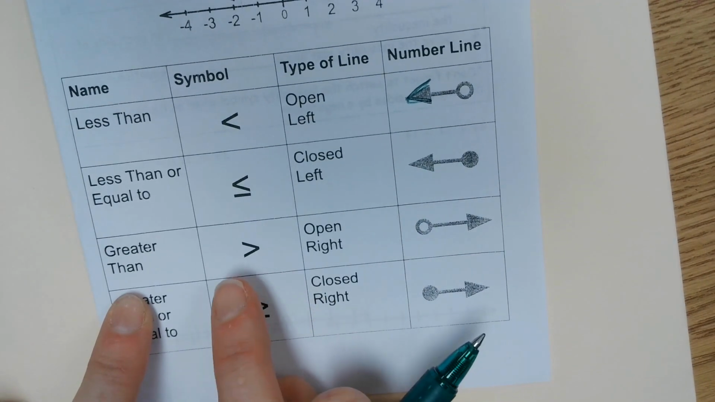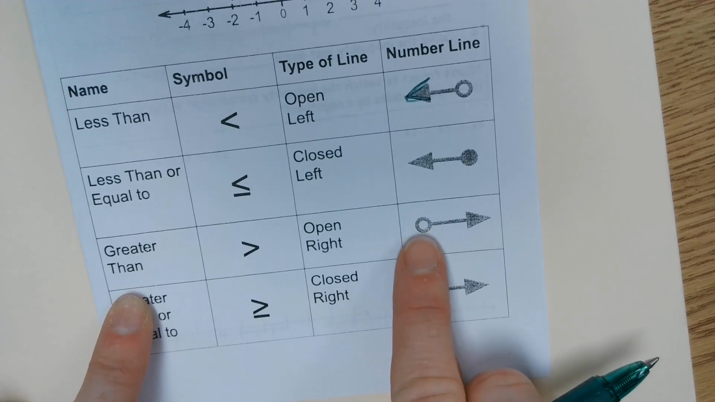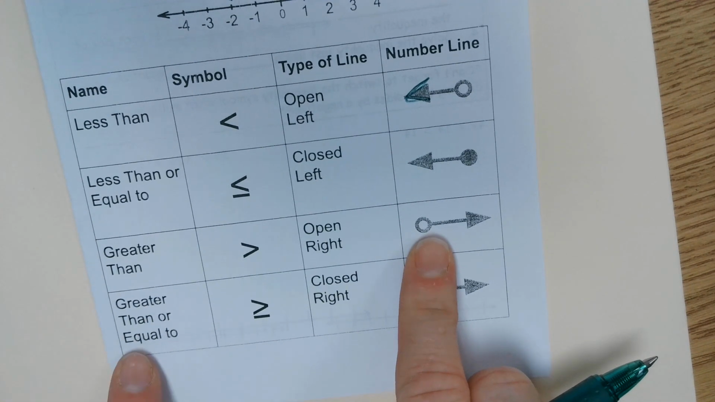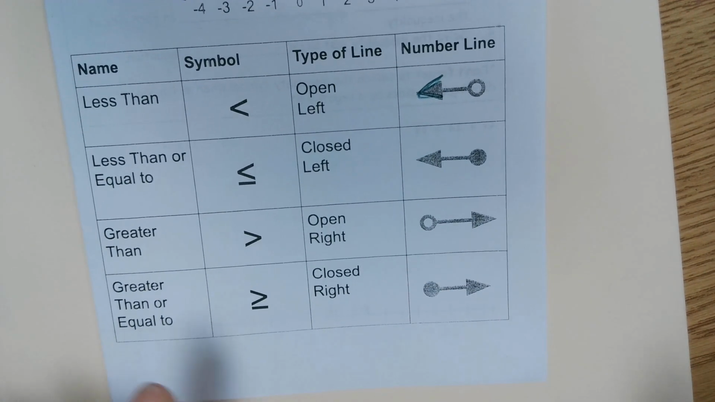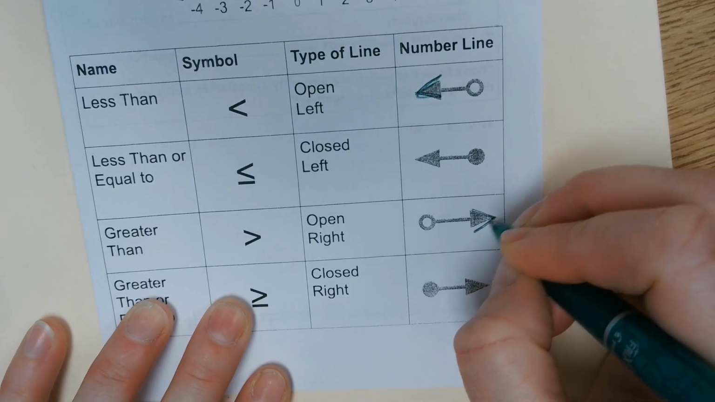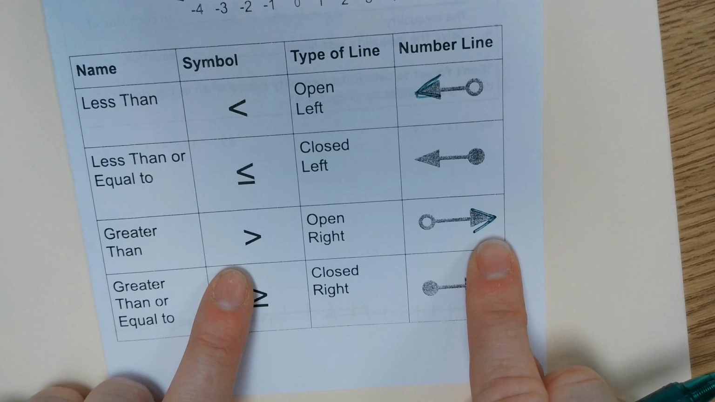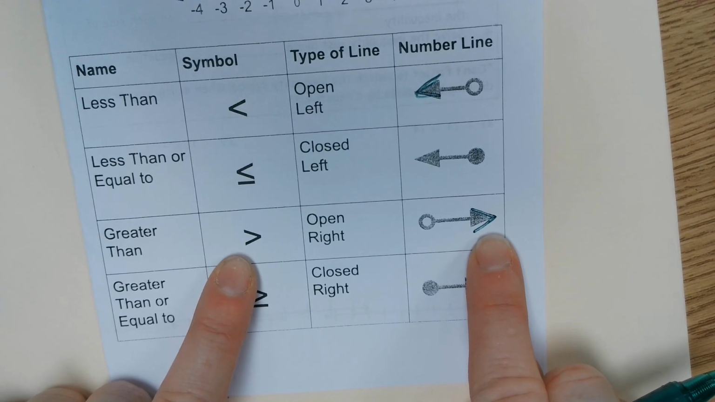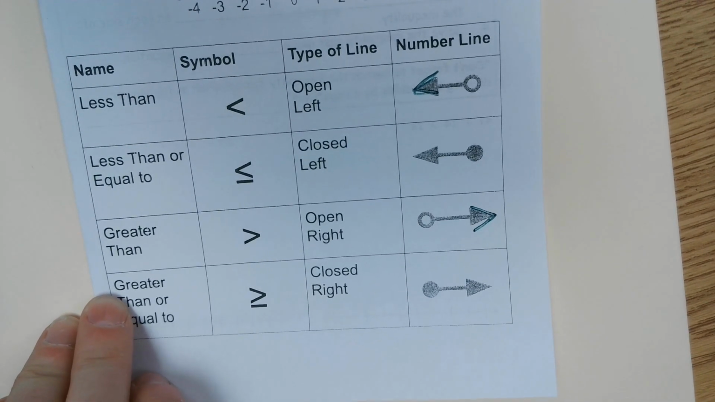Greater than means it's going to go to the right. And since it's not equal to, it's an open circle. Greater than or equal to, you have a closed circle and it goes to the right. So look at the arrow on here. See how that is the same symbol as that? It goes to the right, points to the right, means greater than. So you can use this as you're doing examples, and we'll come back to this.